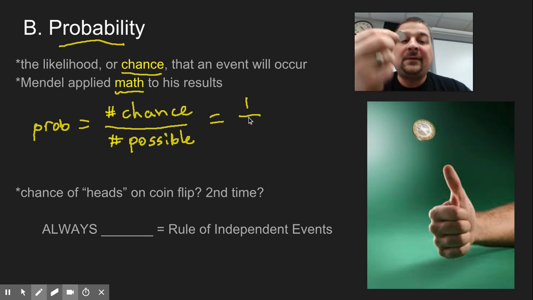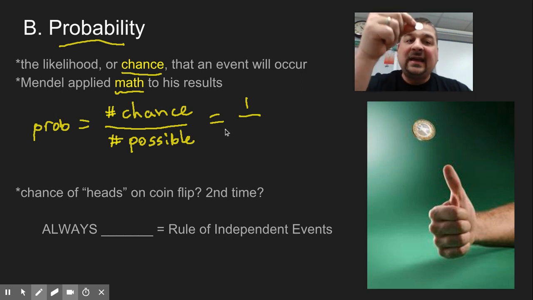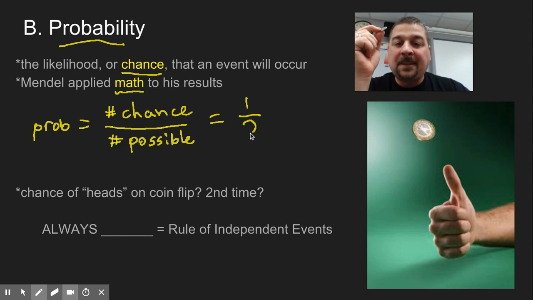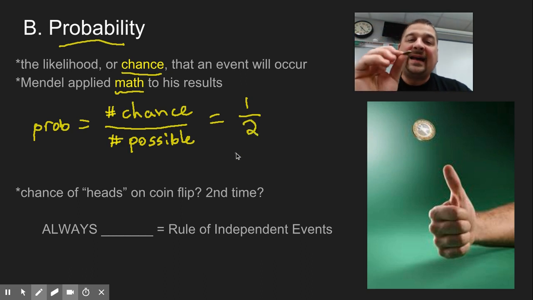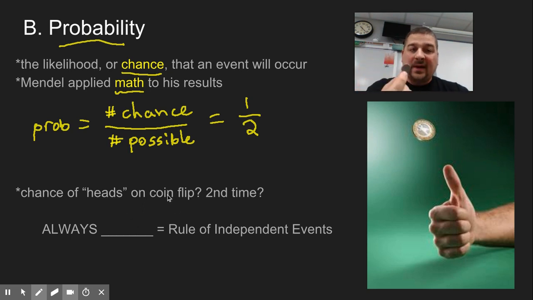If I flip this coin, how's it going to land? One side or the other, assuming I'm not some trick magician who can get it to land on end. So it's 1 out of 2 chances. When I flip a coin, what's the chance of getting heads? 1 out of 2, or 50%, or 50-50.